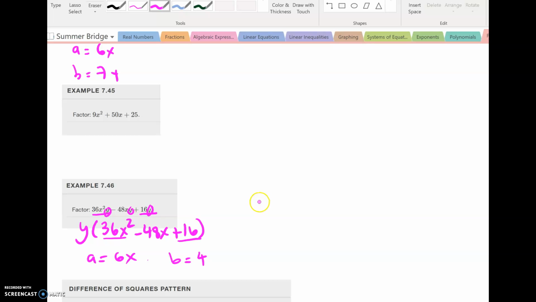So I'm going to have y, because we need to make sure we hold on to that. And I'm going to have 6x, and then I have 4, and that's going to be squared. But I need to figure out what sign is going to go in here. Are they both positive, or one positive, one negative? My second one's positive, my first one's negative, so it's going to end up being negative.